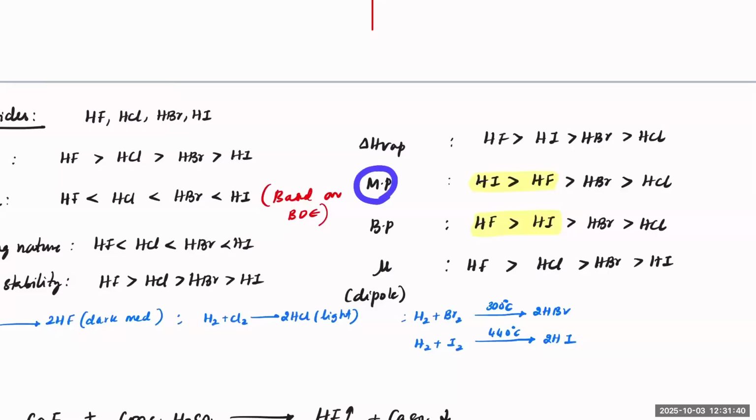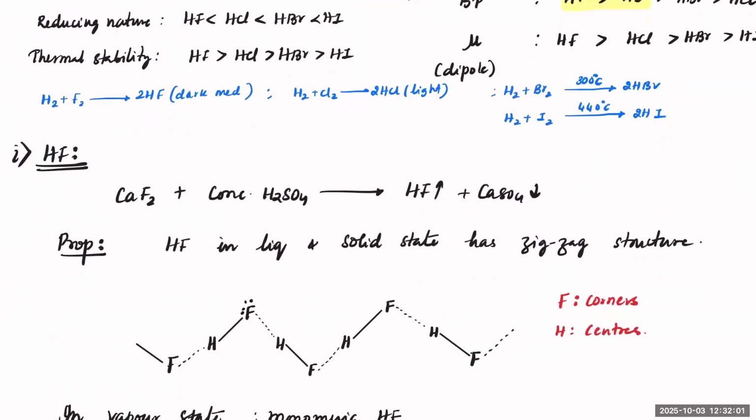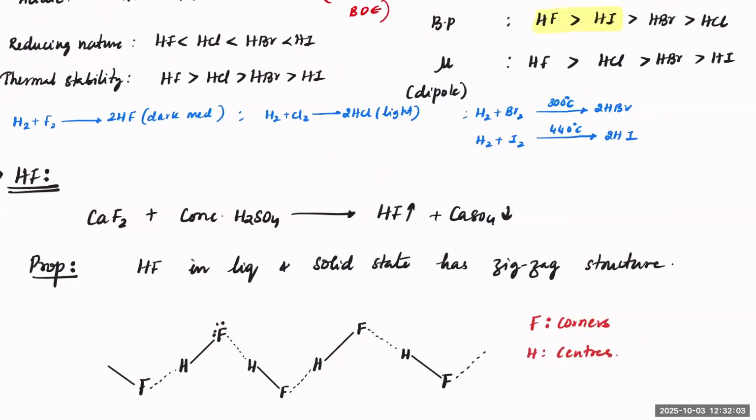If it comes to melting point, it is HI greater than HF, HBr, and HCl. Here, for melting point, molar mass is a dominant factor, but for boiling point, HF will have a very strong hydrogen bonding, and that will still be a dominating factor. Dipole moment wise, it decreases because dipole moment mainly depends upon polarity, so polarity is very high for HF. Is this point clear, beta?